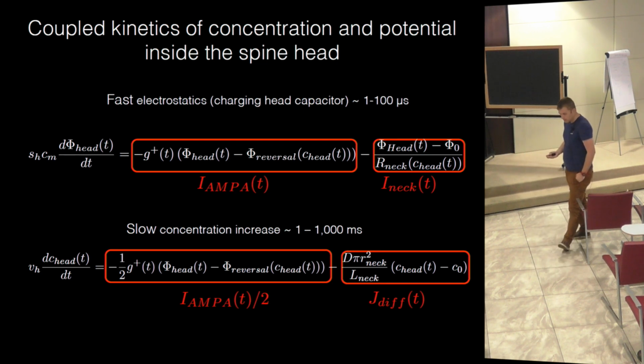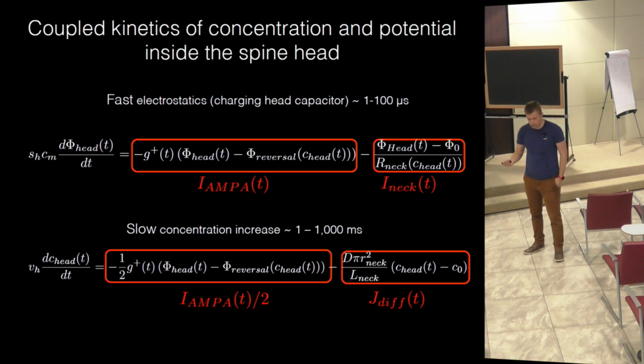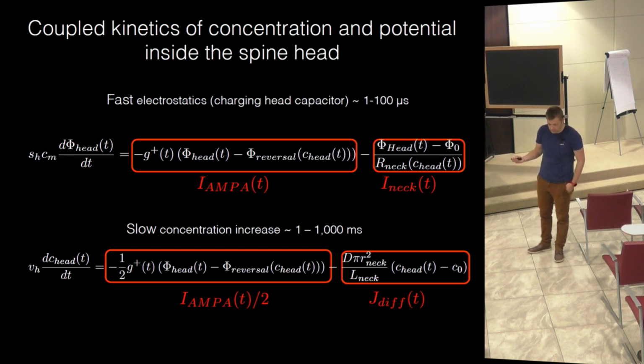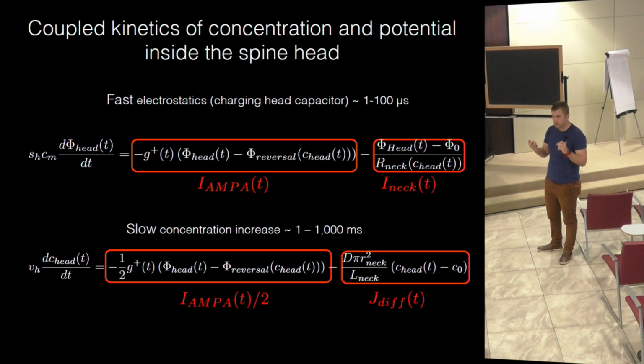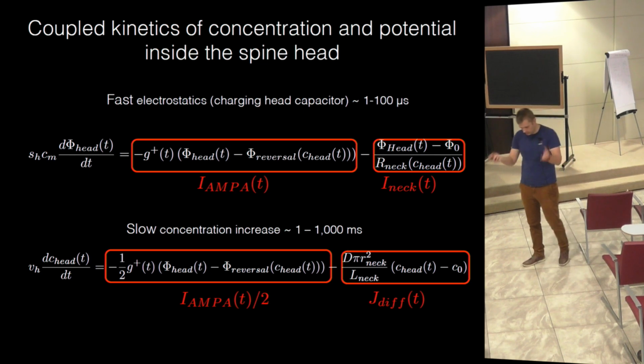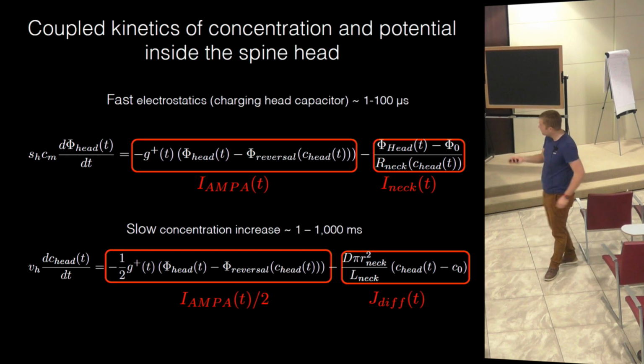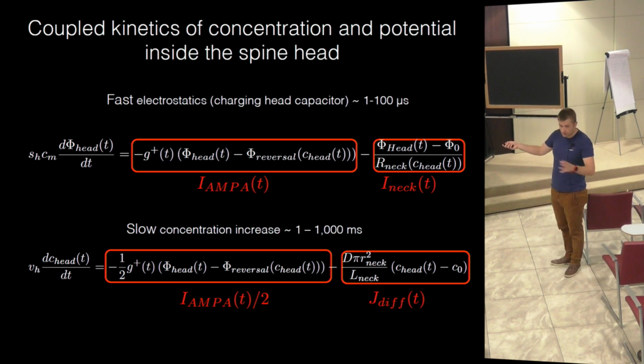The fast equation is, in physics, what they call the charging of the capacitor, meaning that when you have some positive ions that enter through these AMPA receptors, they are going to charge the head very fast, in microseconds. And actually the time constant is like the RC time constant in electrical engineering, and it depends because you have a very small capacitance here. Because the spine head is small, the charging is of the order, again, of microseconds.